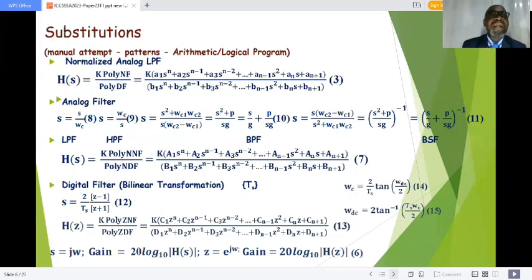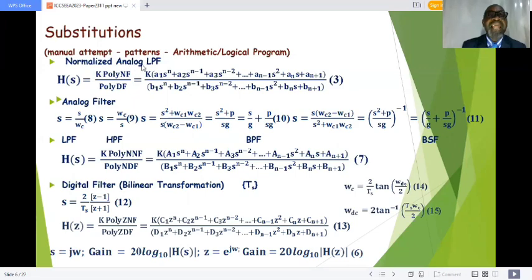Now, in this work, we carry out substitutions. We have manual attempts, we study patterns which are converted to arithmetic logical programs. Now, we have 3 transfer functions here. Equation 3 is for the normalized analog low-pass filter. Equation 7 is for the low-pass filter. Equation 13 is for the digital filter.